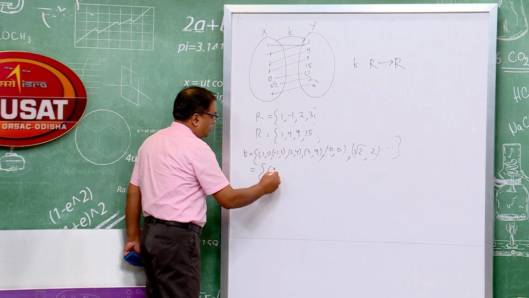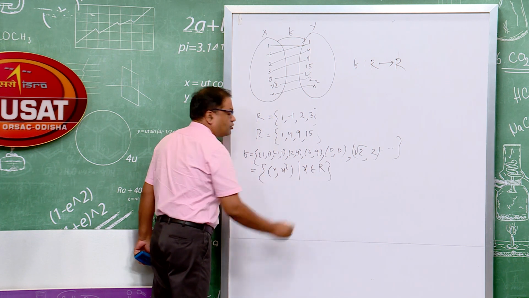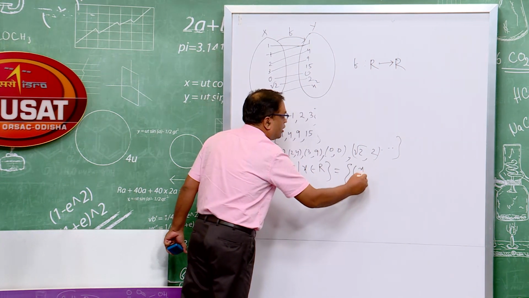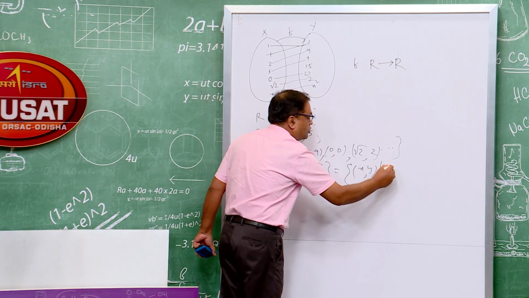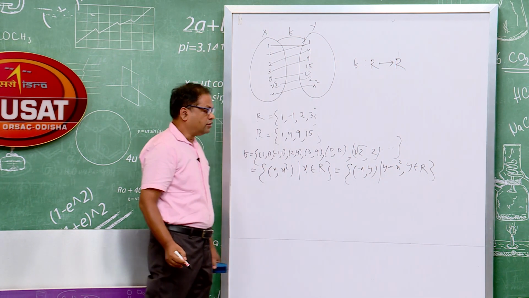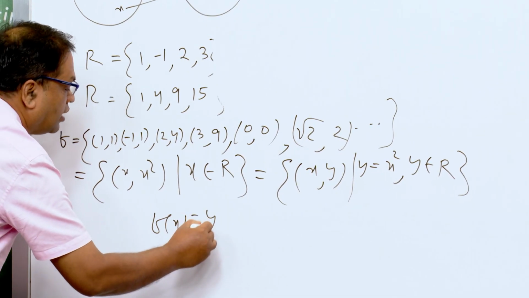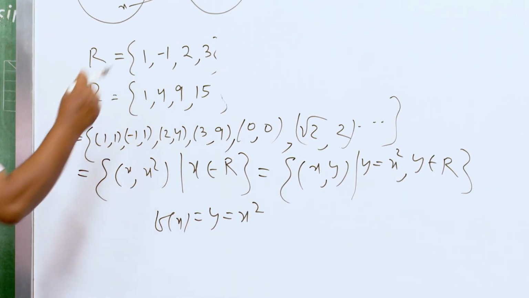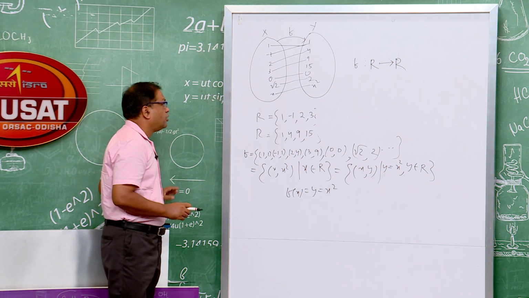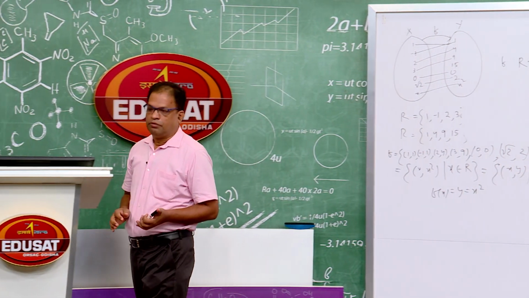Now, this we can write in set builder form: x such that x belongs to R, or we can write (x, y) such that y is equal to x square, y belongs to R, or simply we can write f(x) is equal to y is equal to x square, where f is a function from R to R. So, in case of a large domain, we use a formula to represent the function.